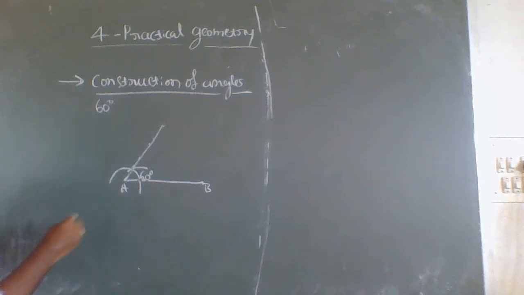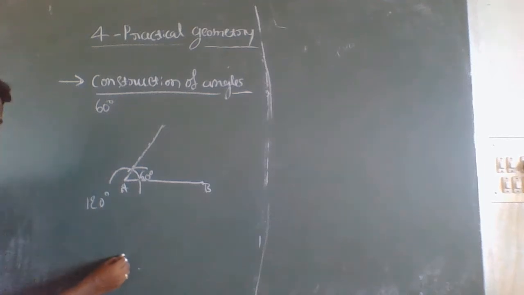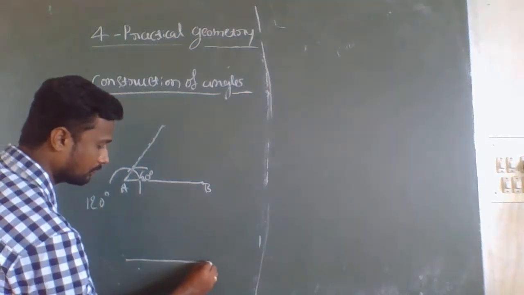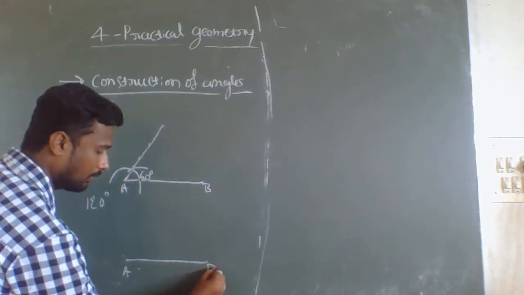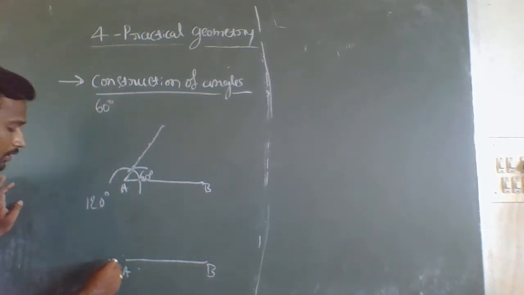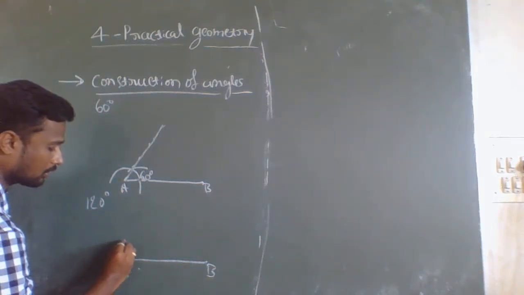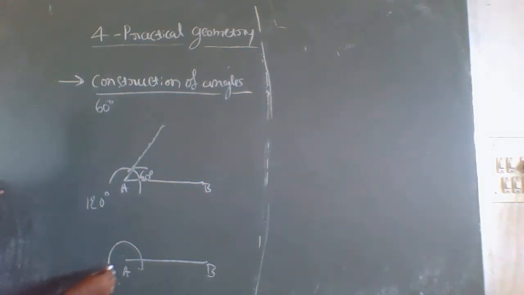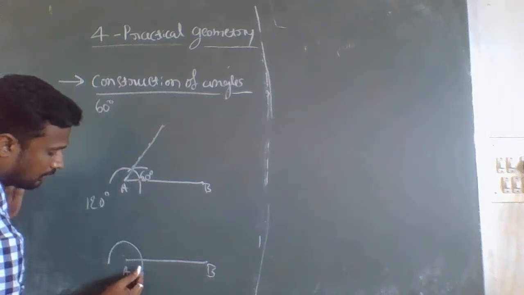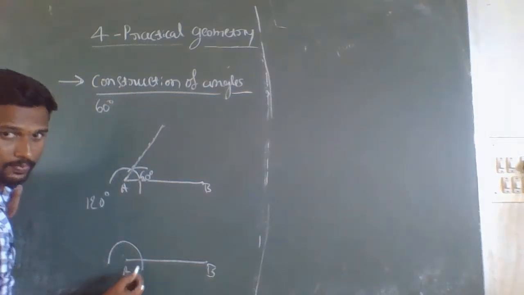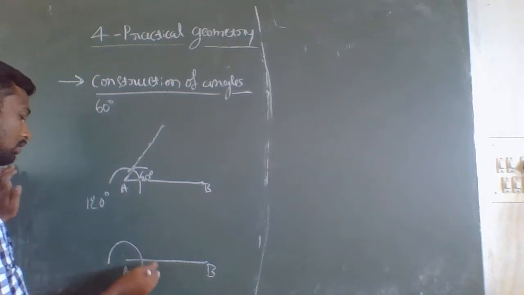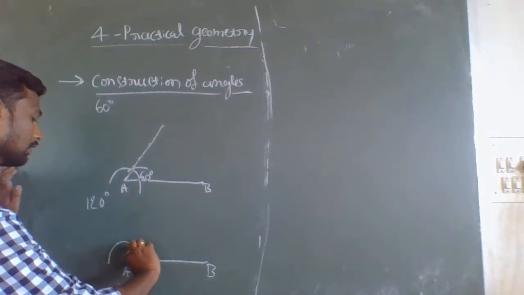Now I will discuss 120 degrees. This is also the same. Draw a line AB, and again draw an arc by keeping a minimum distance on your compass. First you have to mark 60 degrees to get 120 degrees. Now keep your compass on this intersecting point, and you will get another arc here.